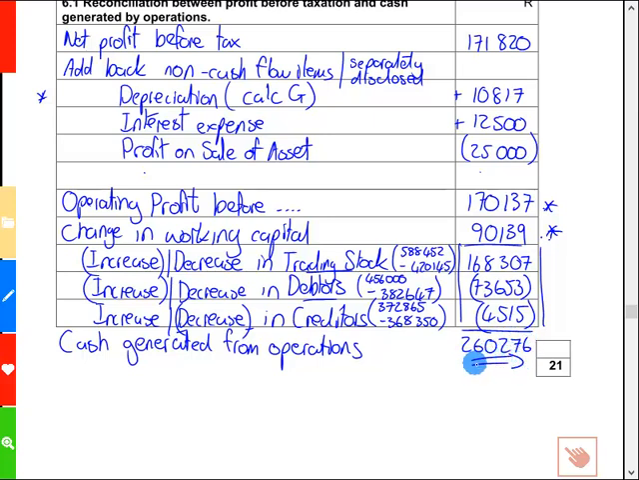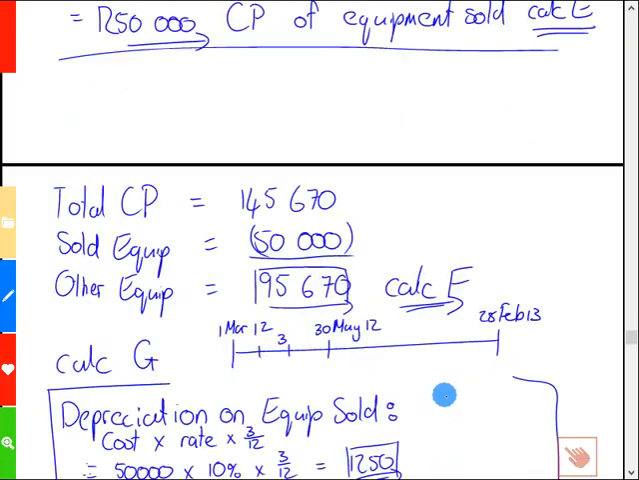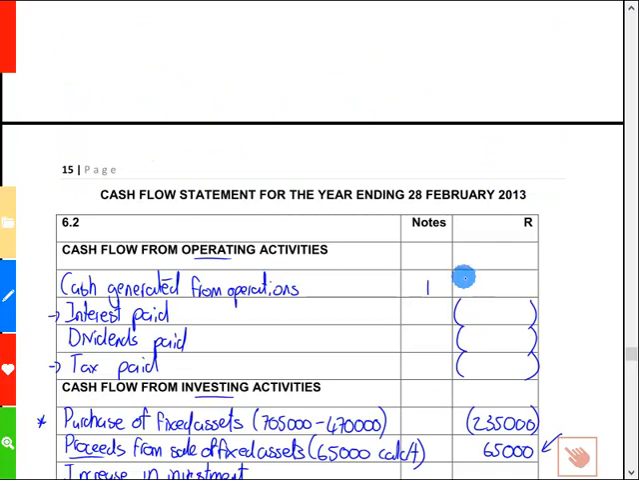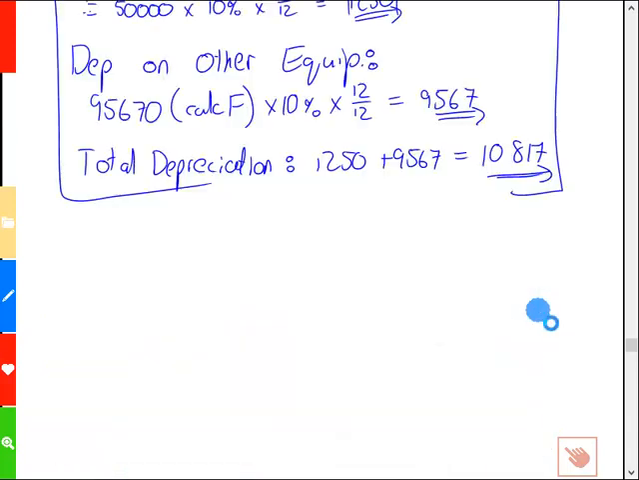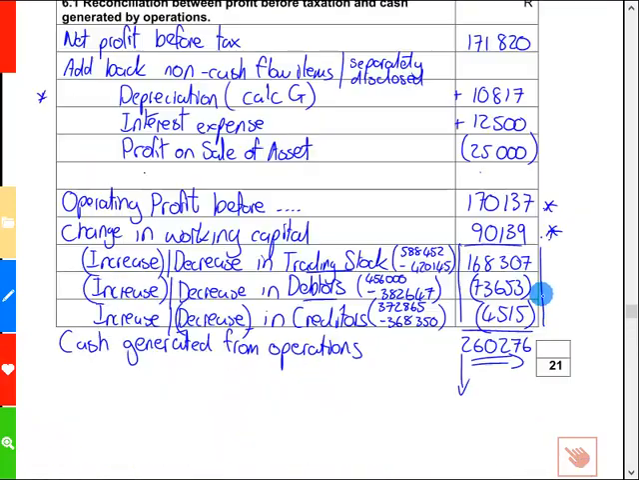To the face of the cash flow statement. And let's quickly do that. 260,276. Right. Now we can calculate our interest paid. Now we've done the first line. That was a whole lot of info just to calculate the first line, but that was for 21 marks. So we've scored a lot of marks there.